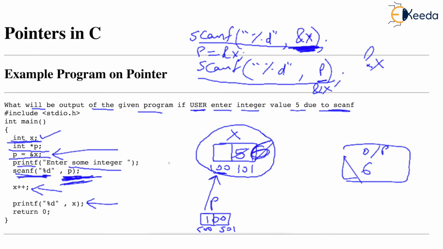What was so important to understand here? See this scanf again. This can be confusing if somebody doesn't know the fundamentals of pointers, but I'm sure after watching the earlier videos, you know what I am talking about. Somebody will say, okay, we are scanning P. No, we aren't scanning P, because P itself is the address of X. So whatever value we give will be stored in the X variable, and then we are doing X plus plus, so X will become 6. It was given that the value entered by the user is 5, and then 6 will be printed. I hope each and every point in this example program is very well understood by all of you. Thank you very much.